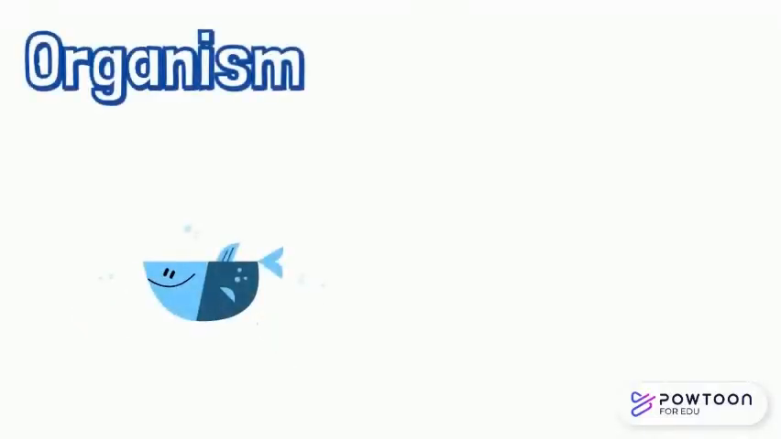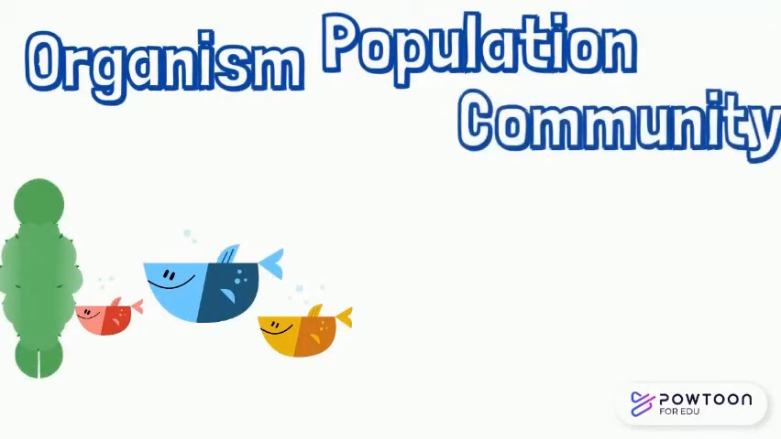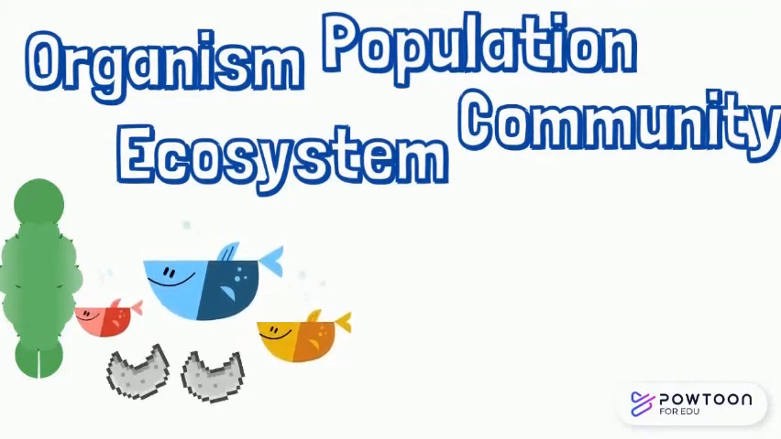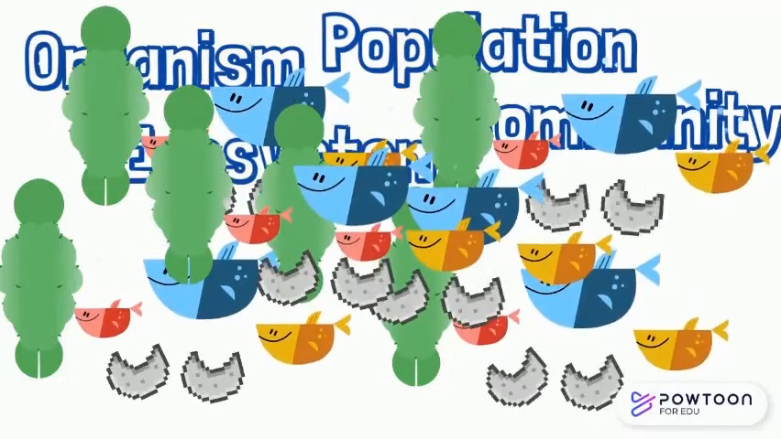See this lonely little fish over here? This one fish is known as an organism. But when it's joined with more of the same species, it's a population. And when many populations interact together, it's known as a community. When communities interact with non-living surroundings, it's known as an ecosystem. And many ecosystems put together form the biosphere.